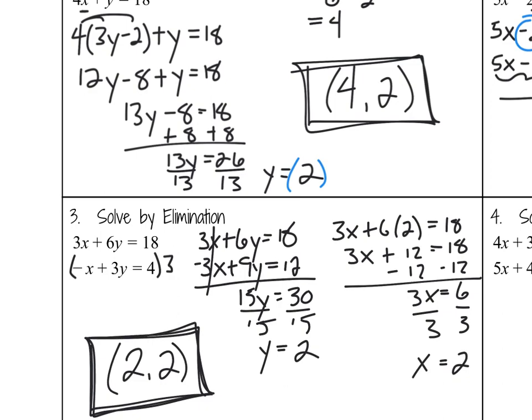which means my ordered pair is 2, 2, which is what my daughters often wear for dance, and that's number 3.